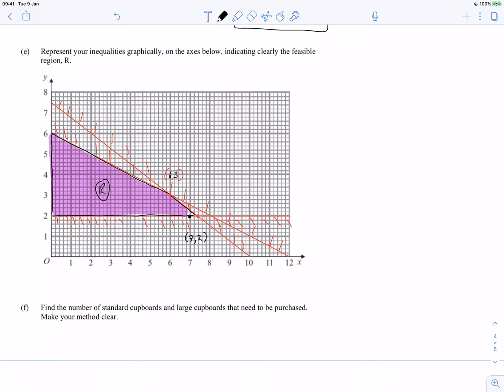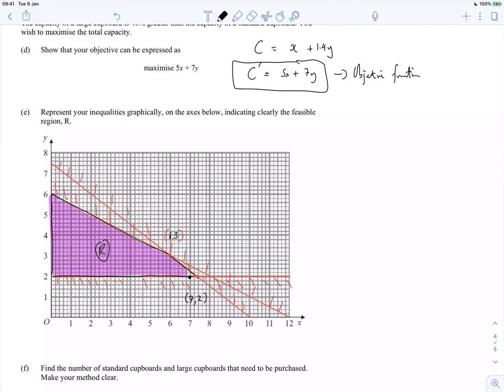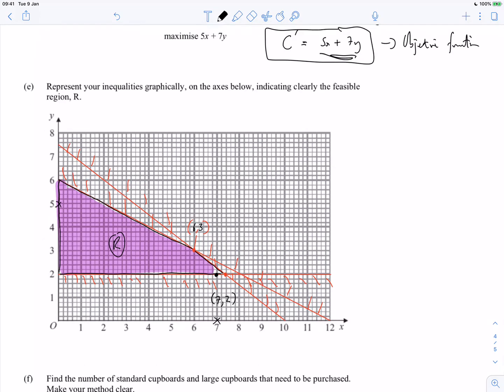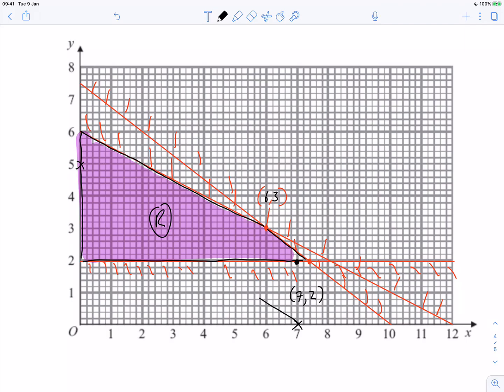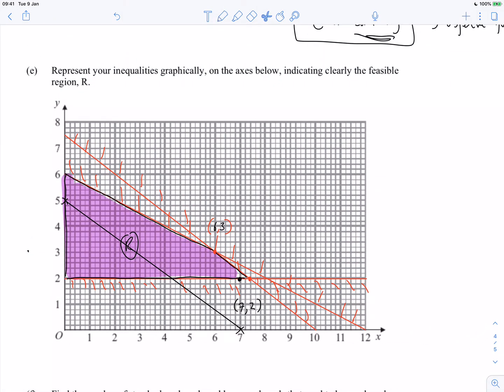And then find the number of standard cupboards and large cupboards that need to be purchased to make your method clear. Okay, so now I'm going to do this thing. So if I want 5x plus 7y to equal something, I could just let x equal 7. There it is. And y equal to 5. There, and I'll draw a line between the two, looking like that. And now I want to maximize this.